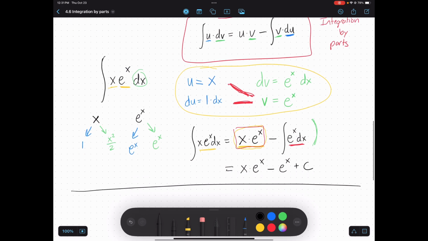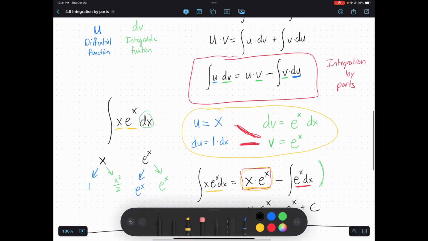Now, this wouldn't have been the case if we had chosen these the opposite way. If I had switched this around and chosen e to the x as my differentiable function and x as my integrable function, what would have happened? I would have ended up with a more complicated integral when I was done with it. So your choice of u and v, or u and dv, very much matters.